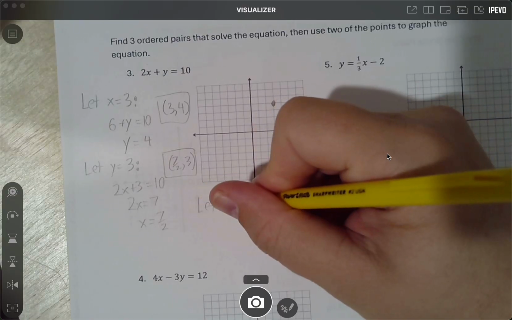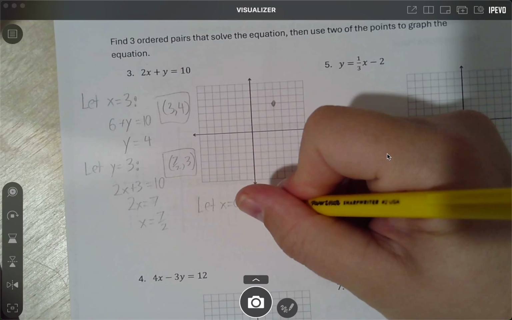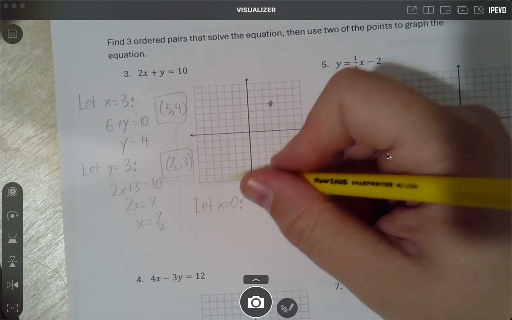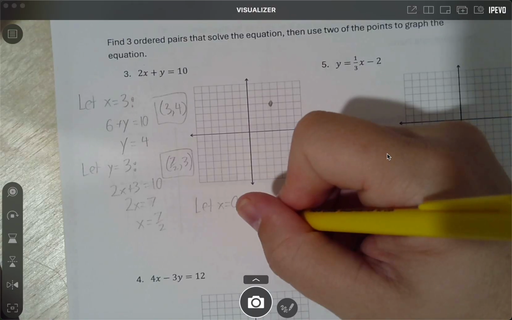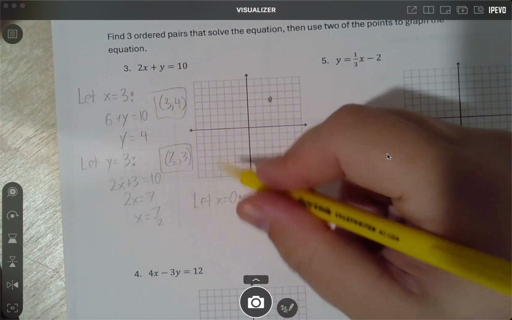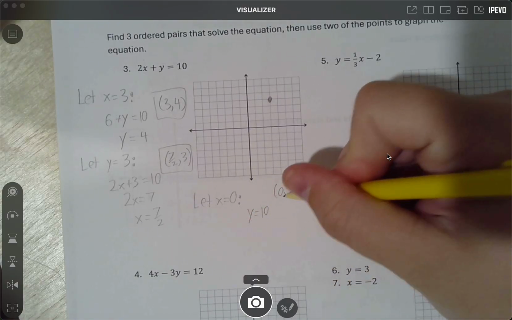Let's say we want x to equal 0, and we'll come across this again later. But if I let x equal 0, actually, this still isn't quite too useful to me, because if x is 0, 2 times 0 is 0, and I would just have y equals 10, so I've got the point (0,10).